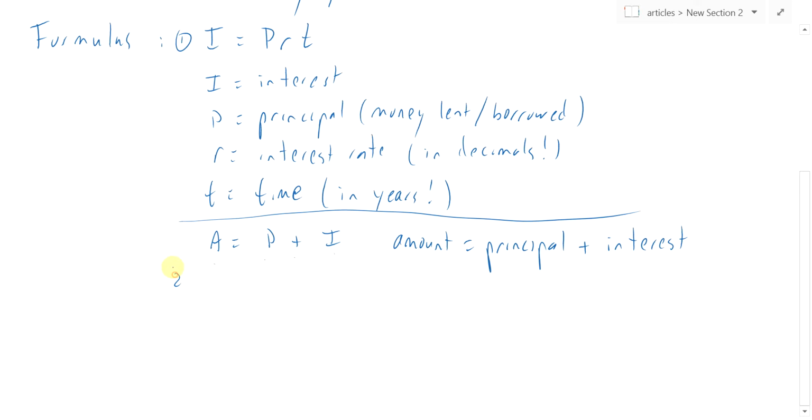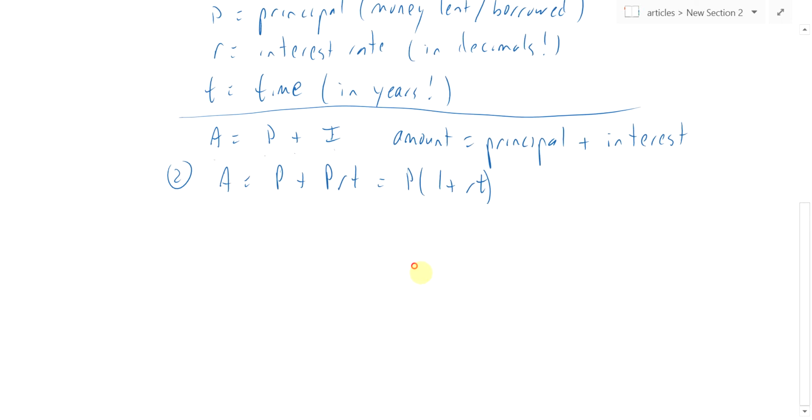So that leads us to the second formula, because we know interest is P times R times T. And here's formula 2. The amount in an account is the principal times 1 plus RT. So those are the two formulas. Okay, so not a whole lot there, right? Principal times rate times time, that gives you how much interest is owed. Interest plus principal, that's the total amount that has to be paid back.